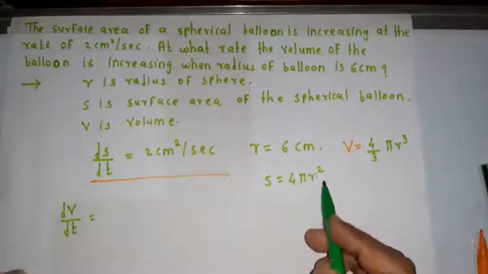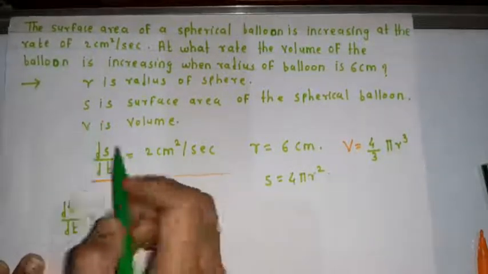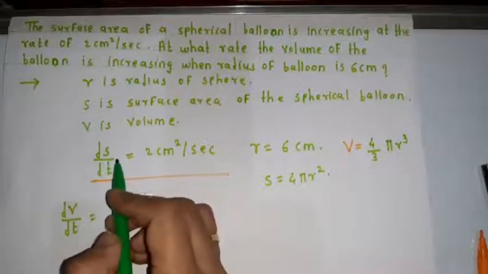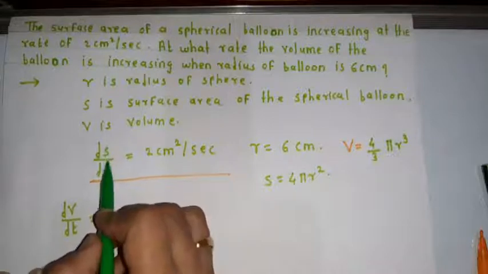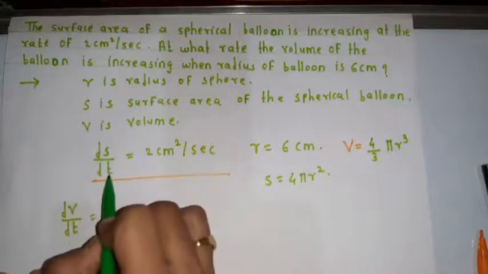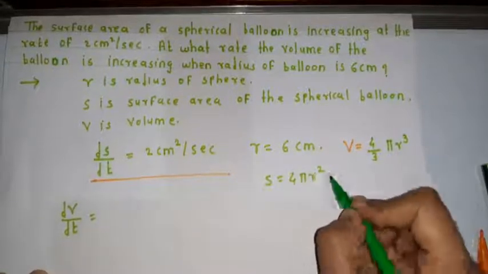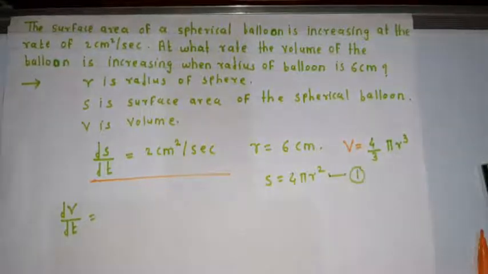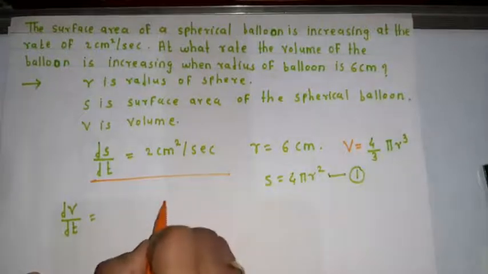Okay students, but see here, we have been given ds by dt. What is the first thing? The first thing is that we have to find ds by dt, so differentiate s with respect to t.